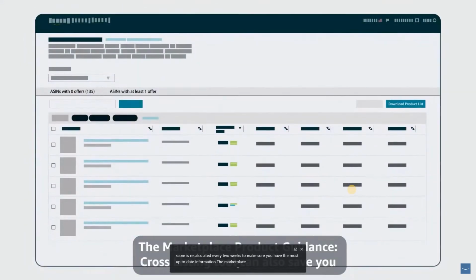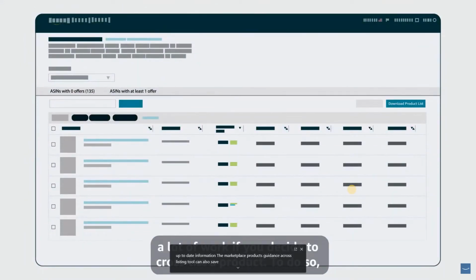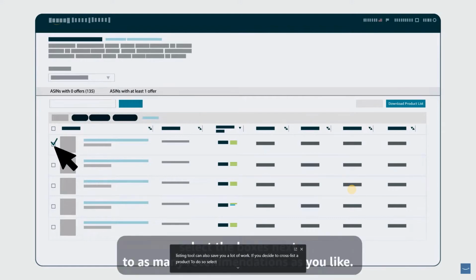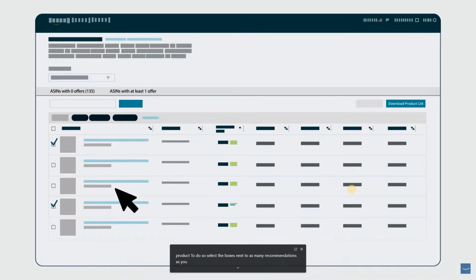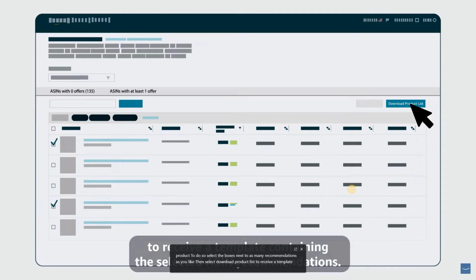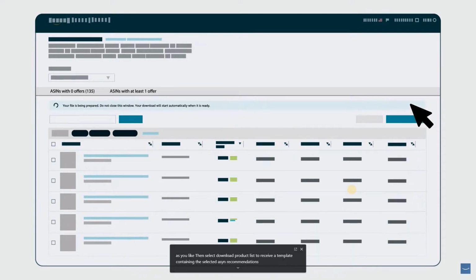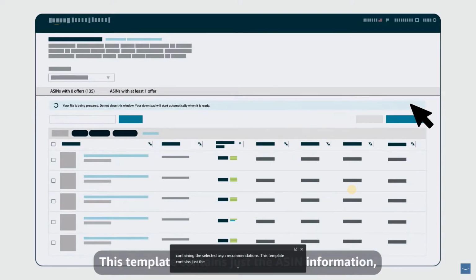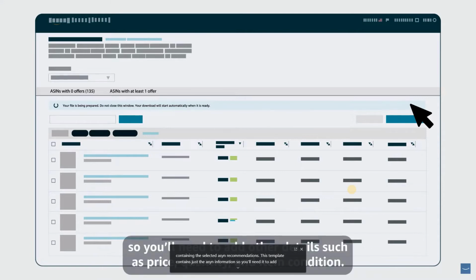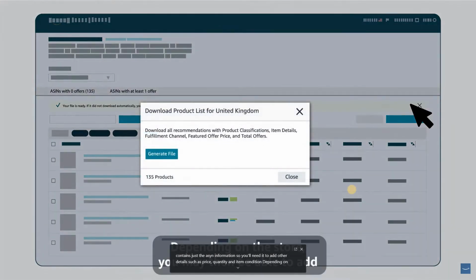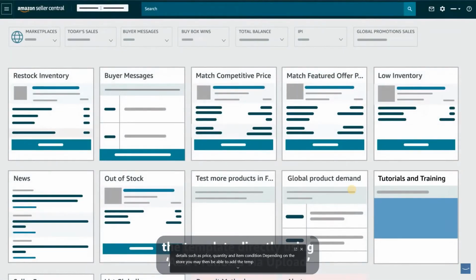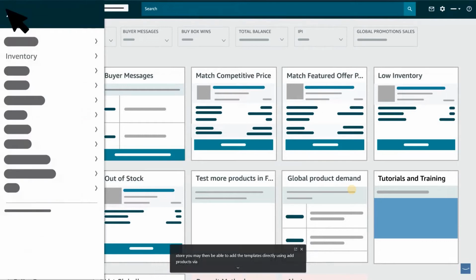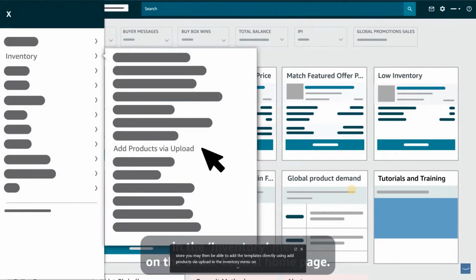The Marketplace Product Guidance Cross-Listing tool can also save you a lot of work if you decide to cross-list a product. To do so, select the boxes next to as many recommendations as you like. Then, select Download Product List to receive a template containing the selected ASIN recommendations. This template contains just the ASIN information, so you'll need to add other details such as price, quantity, and item condition. Depending on the store, you may then be able to add the template directly using Add Products via Upload in the Inventory menu on the Seller Central homepage.